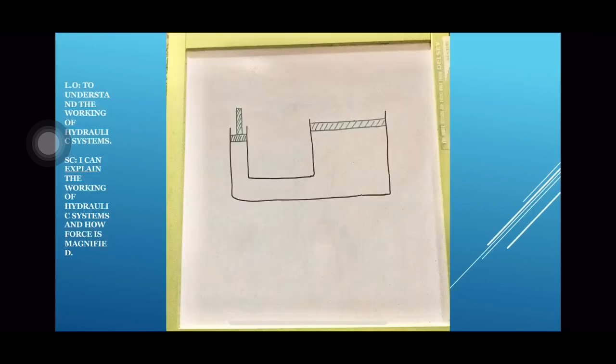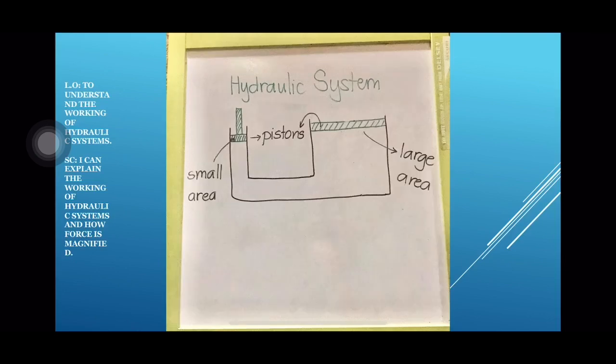This is a simple representation of a hydraulic system. A simple hydraulic system consists of two movable pistons. The piston with a smaller area is called the master piston. This is where we apply the force. And the piston with a larger area is called the slave piston. The two pistons are connected by a pipe which contains a certain fluid.